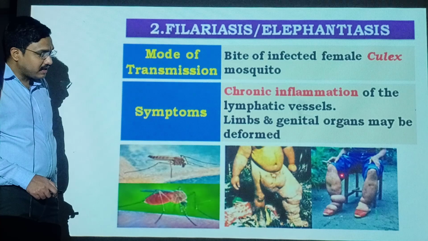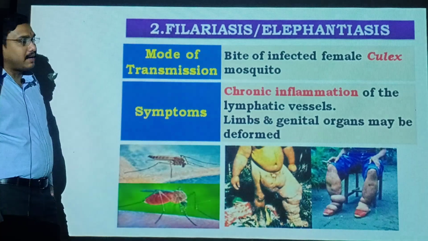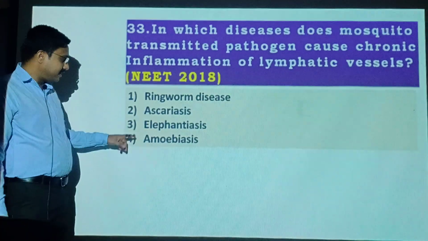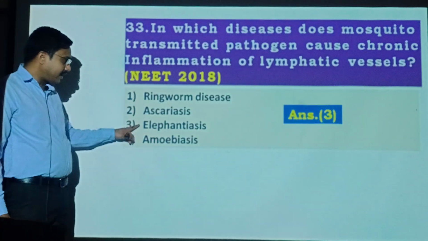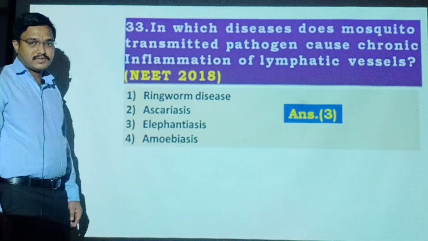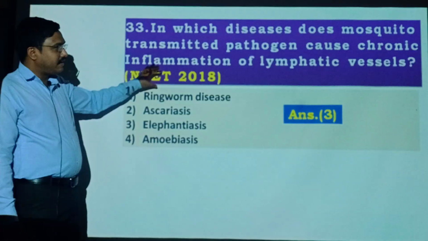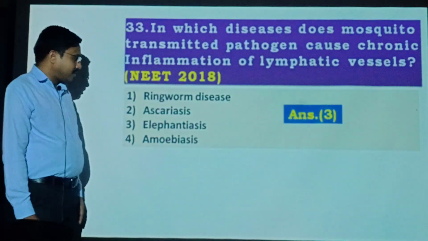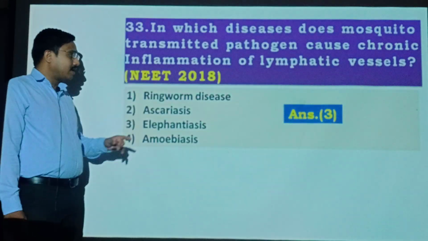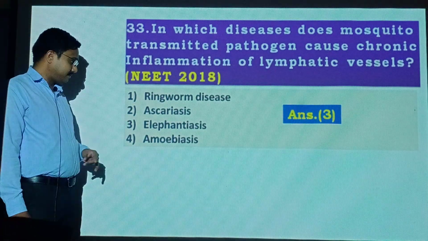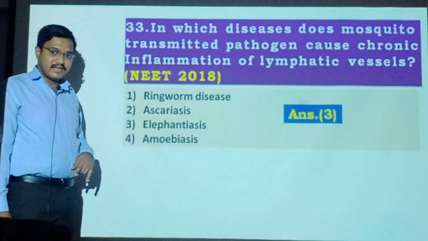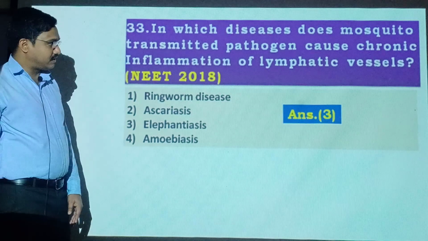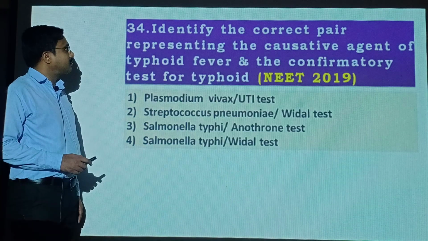Remember, chronic inflammation of lymphatic vessels, that is filariasis. Okay, therefore the right answer here is option 3, elephantiasis. Right? So elephantiasis. Okay. Now if you see here, in ringworm disease skin is affected, in ascariasis intestine is affected, in amoebiasis also intestine is affected. Okay, next question.